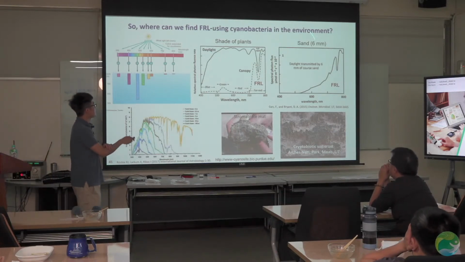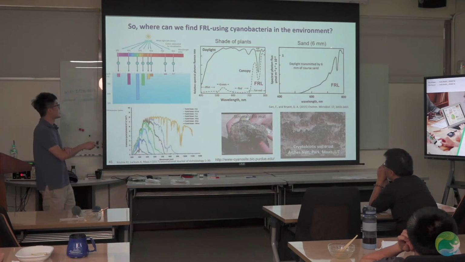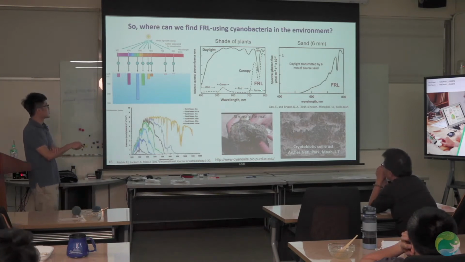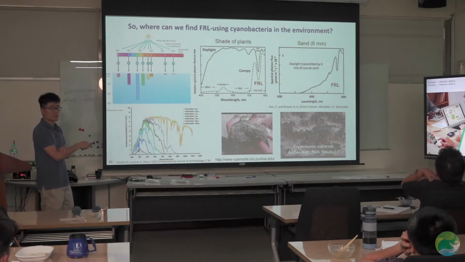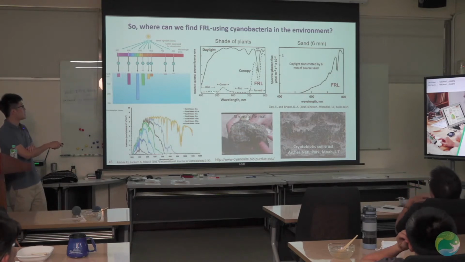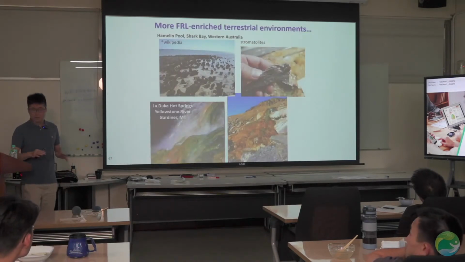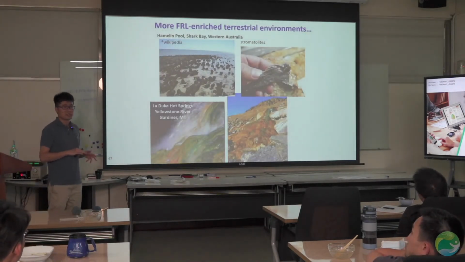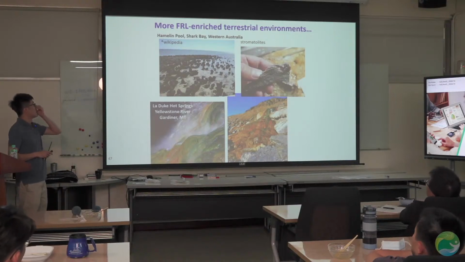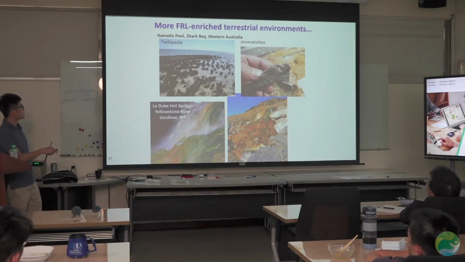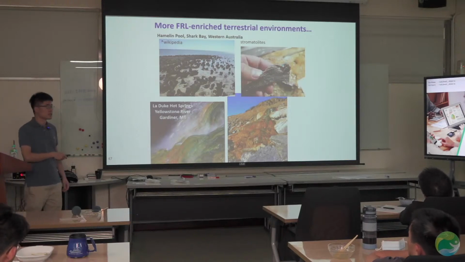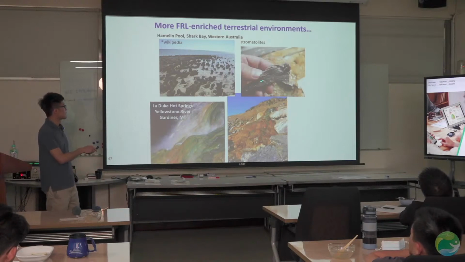But how about terrestrial environments, like the shade of plants, or sand? These kinds of environments have higher ratios of far-red light compared to visible light, because most of the visible light gets absorbed by plants. So actually many of these organisms were isolated from terrestrial environments. And this is stromatolites. You can see this layer contains cyanobacteria inside. That's the first place chlorophyll f was isolated, from Shark Bay, Western Australia.